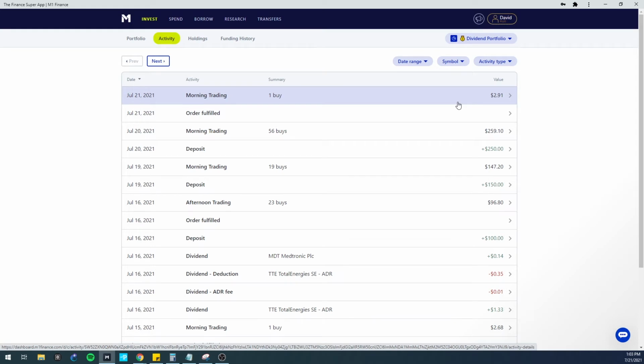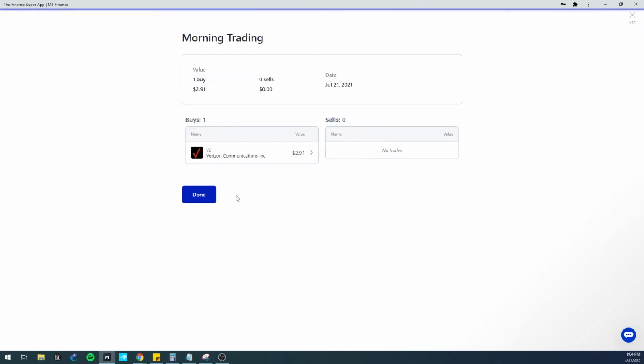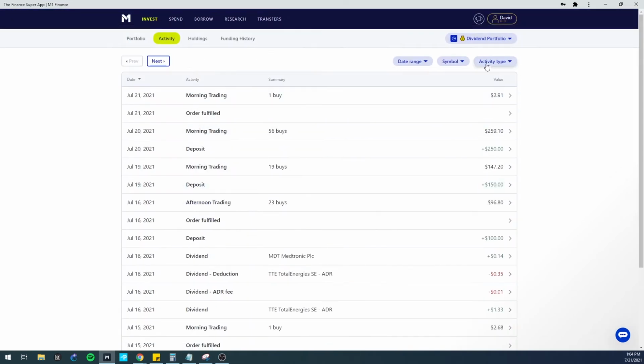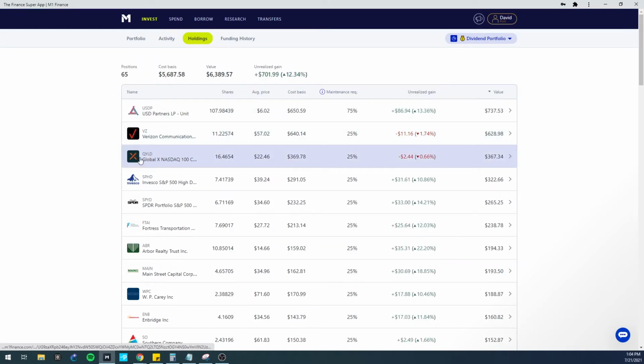This $2.91, like I mentioned last video, I went ahead and bought Verizon because, I should have put it in ED, but anyways, whatever. I put it into Verizon stock because my cost basis with Verizon is consistently under, so I'm trying to average out Verizon. Sometimes, though, I do put it into QYLD.